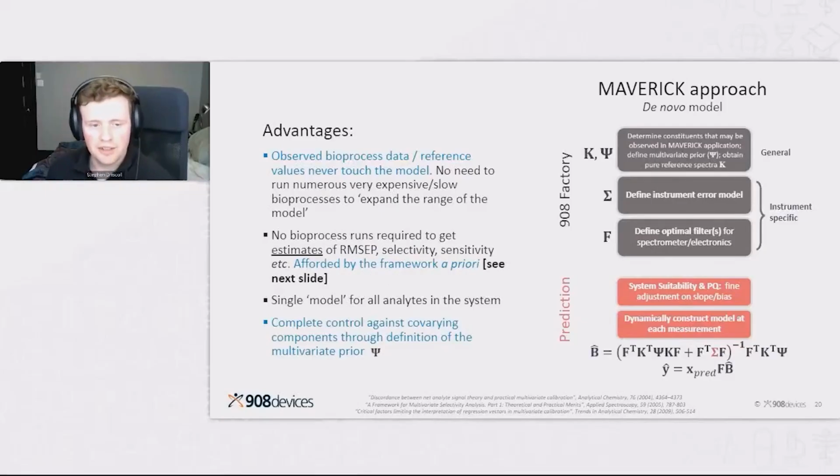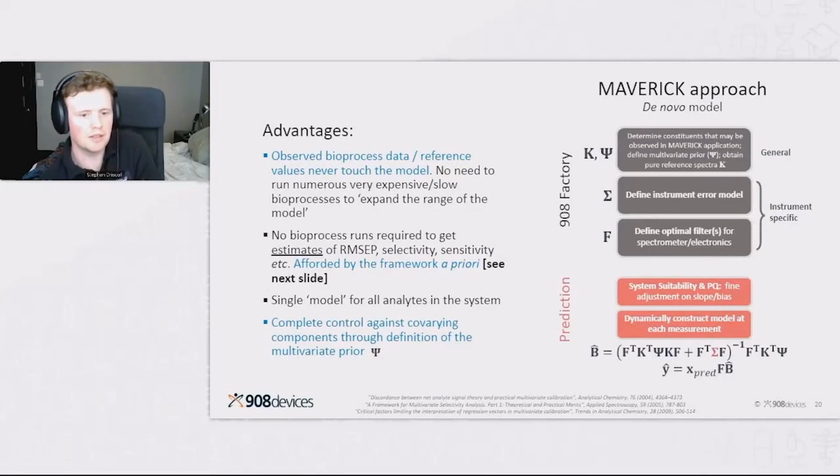Another advantage here is that you can, from the mathematical framework, derive the analytical figures of merit. That's things like your root mean squared error of prediction, which would be the performance you're expecting to see from the model. Also selectivity and sensitivity. I'll go over in the next slide how that's possible, and it's definitely in that de novo white paper, so be sure to check that out as well.